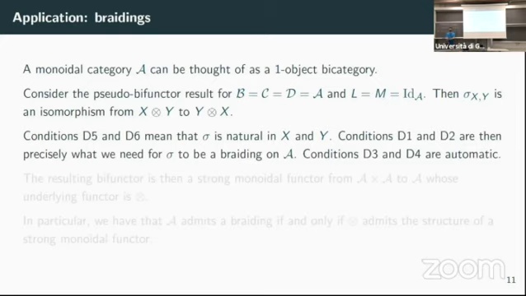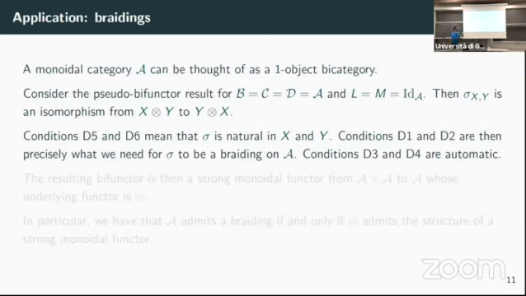Now the final conditions, the naturality conditions, are just going to say that this family of maps sigma is actually natural in X and Y. So it's a natural transformation. Then the first 2 conditions, the interaction with the compositors, amount to the fact that this is actually going to be a braiding. This is the usual definition of a braiding on a monoidal category.